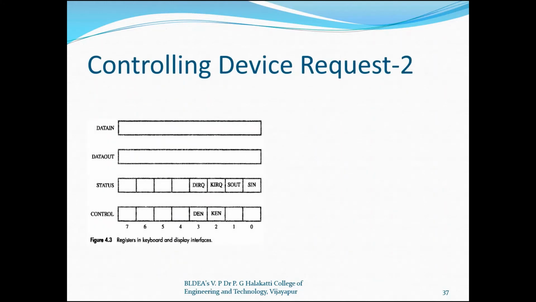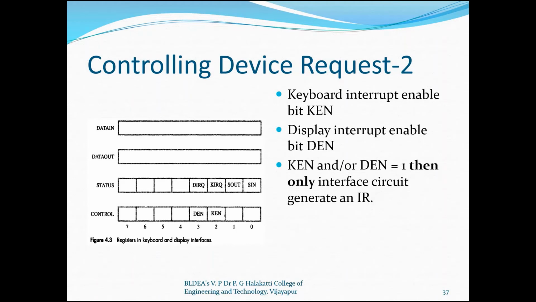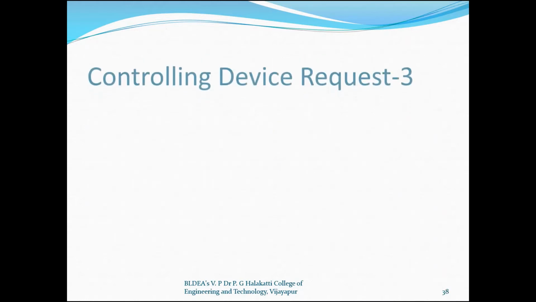This we have already seen, that the keyboard interrupt enable bit is KEN, and the display interrupt enable bit is DEN. These bits will be set to 1, and only then can the interface circuit generate an interrupt request. At the same time, we have the keyboard interrupt request as well as the display interrupt request, which can be set to 1, indicating that the device is requesting an interrupt. So whenever an interrupt has to be generated, these bits will be set to 1.